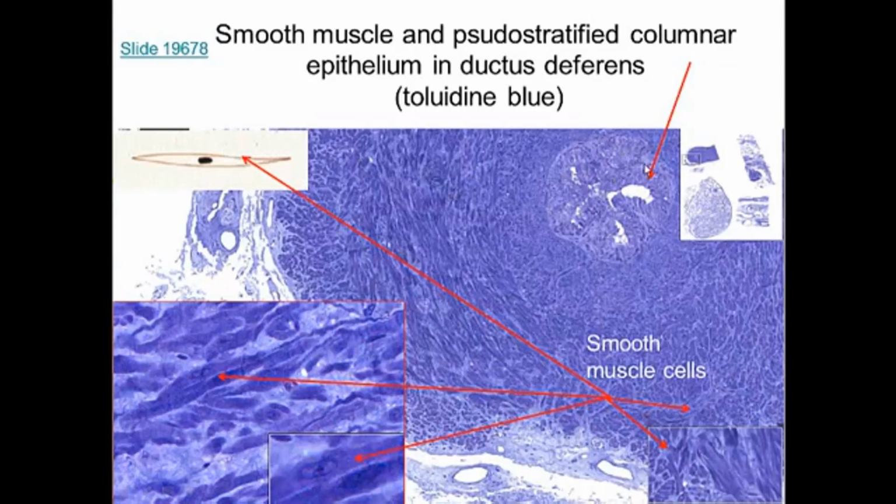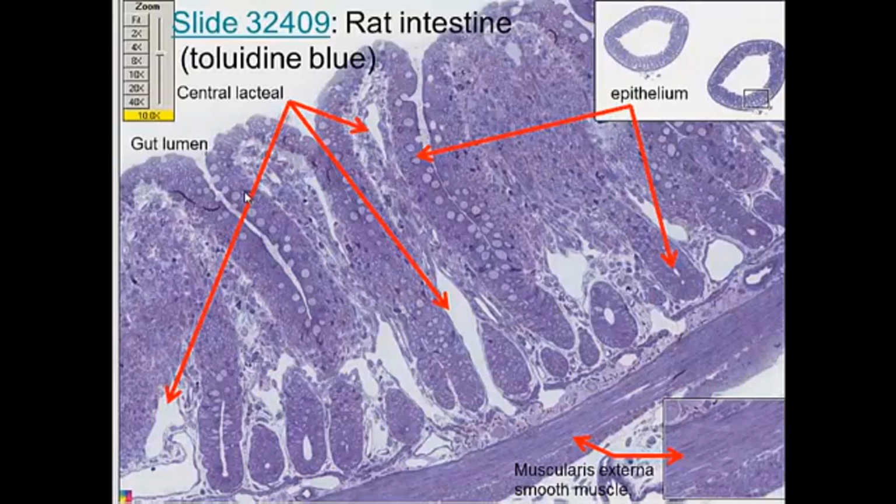If you look with toluidine blue, this is a ductus deferens, so this is a pseudostratified columnar epithelium and the lumen in through there, but all this is smooth muscle, and we can see individual muscle fibers or cells. So you can see the nucleus in the center of these, but it's non-striated, as you can see.